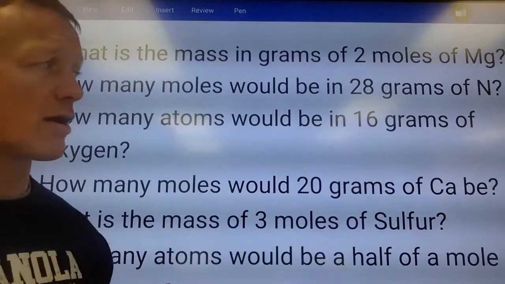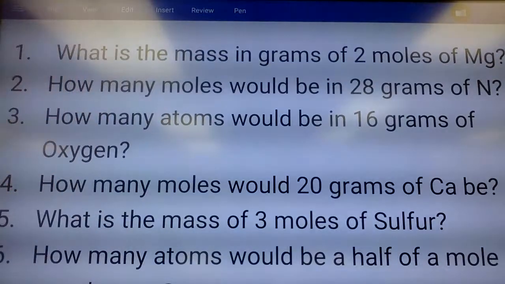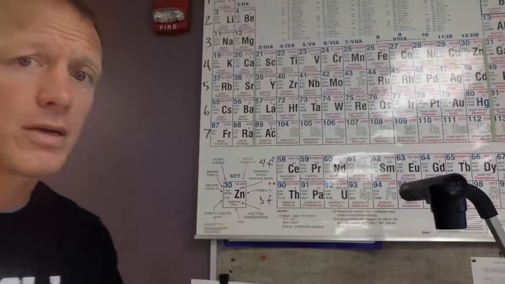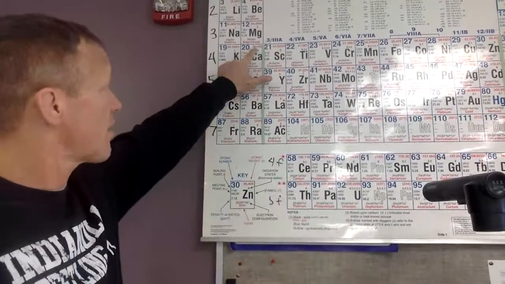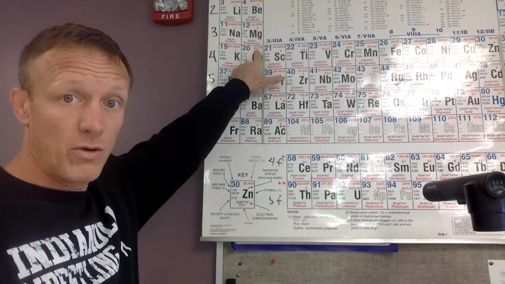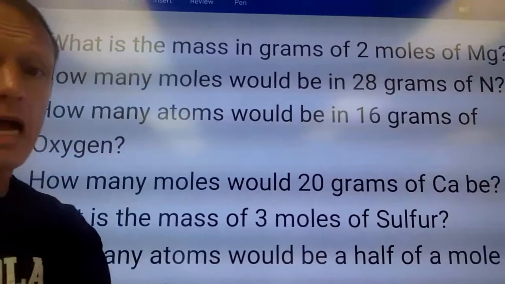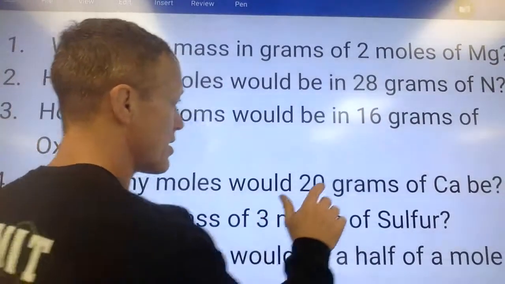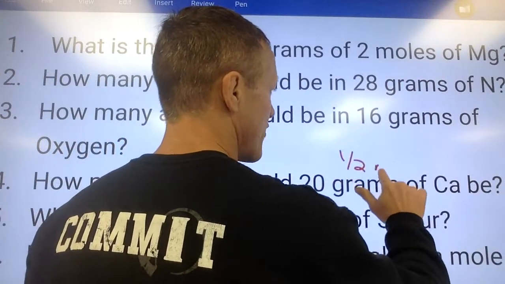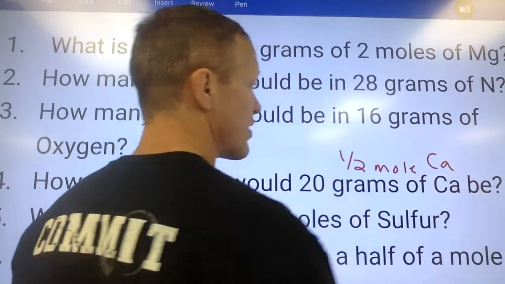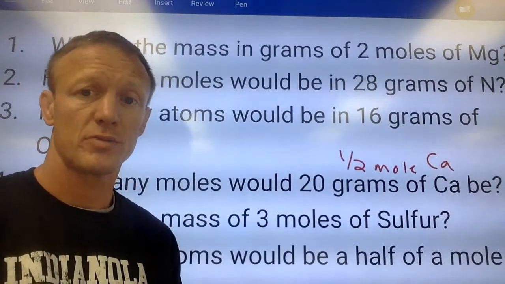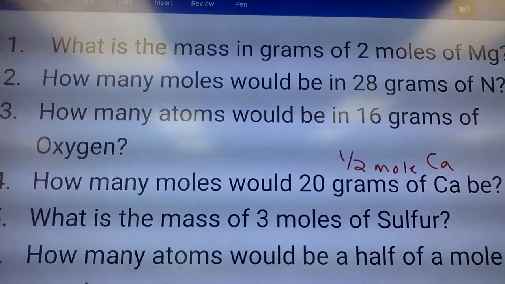How many moles would 20 grams of calcium be? If you go to the periodic table, find calcium. I'm going to slide over again. We're going to take a look at calcium so we kind of see this. Here's calcium right here. Notice calcium is 40 grams for a mole. So the question was asking us, how many moles would 20 grams be? Well, it's 40 grams for 1 mole. 20 grams then would not be a full mole. It would only be a half a mole of calcium. If you want to know the actual number of atoms, it'd be half of 6.02 times 10 to the 23rd, so 3.01 times 10 to the 23rd.